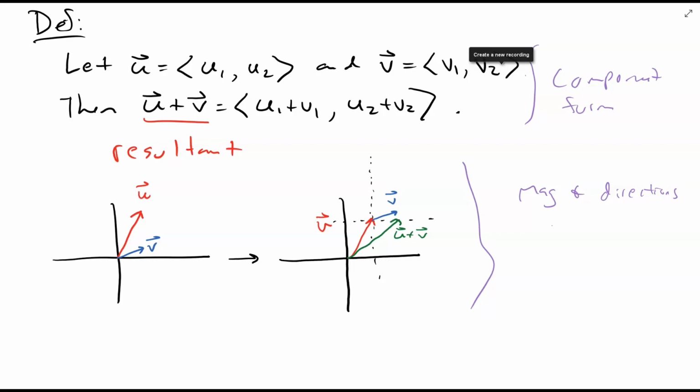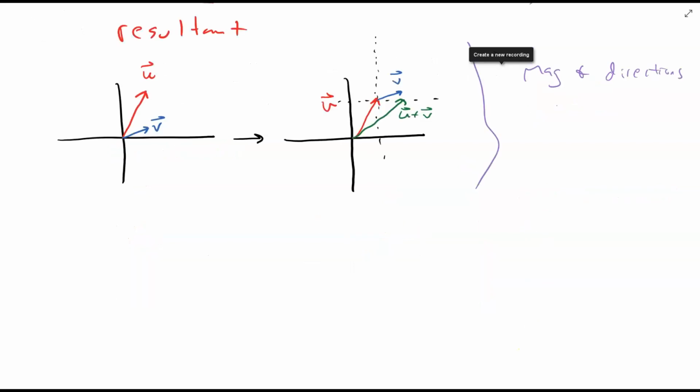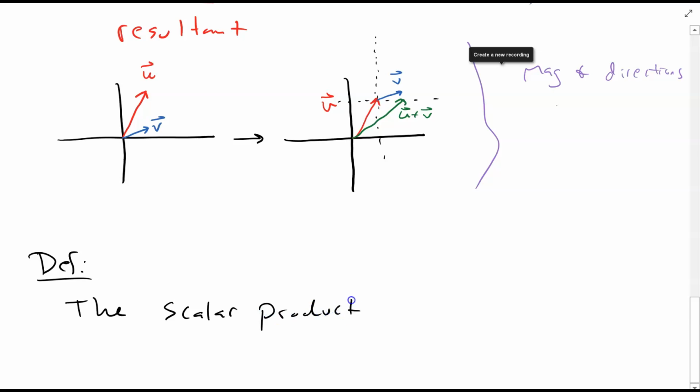What I want to do now is start talking about vector multiplication. And there are actually 3 kinds of vector multiplication that we're going to talk about. So the first type is called scalar multiplication, or I guess we say the scalar product.